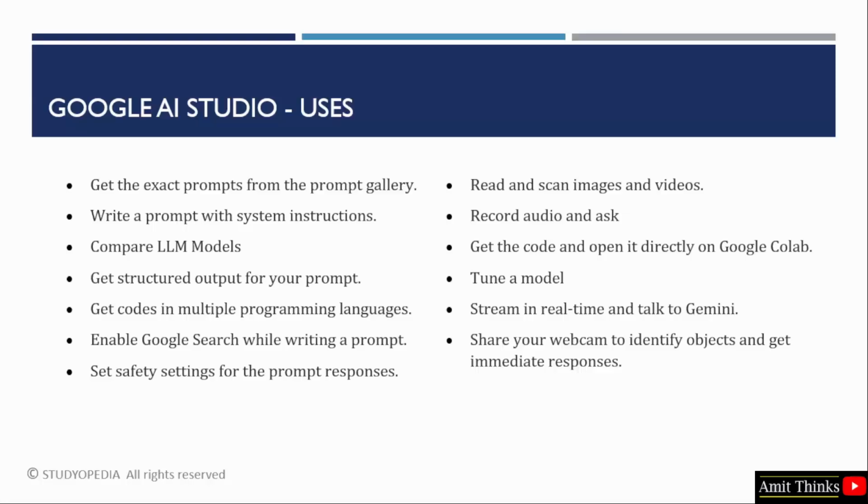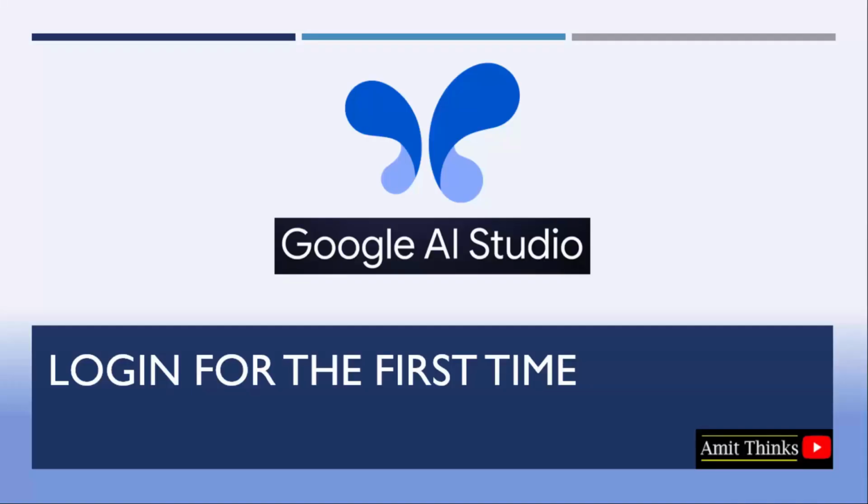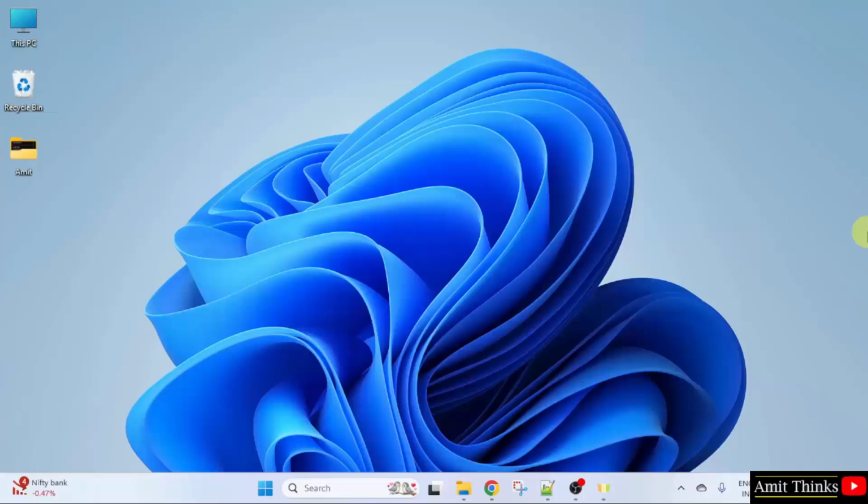Guys, we saw what is Google AI Studio. We also saw some of its features and uses. In the next lesson, we will log in Google AI Studio for the first time. In this lesson, we will see how we can log in to Google AI Studio for the first time. Let us start. At first, go to the web browser.